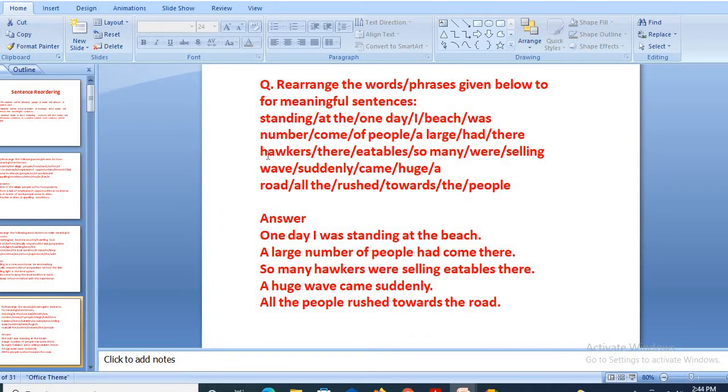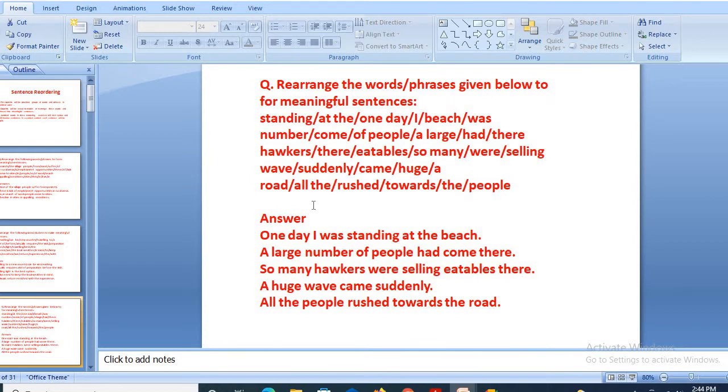Similarly, if you have to rearrange this one: hawkers, there, eatables, so many, where, selling. This is also written in a very jumbled way. I hope you can understand what I am trying to say. Now you have to rearrange it properly. What will it be? See, so many hawkers were selling eatables there.